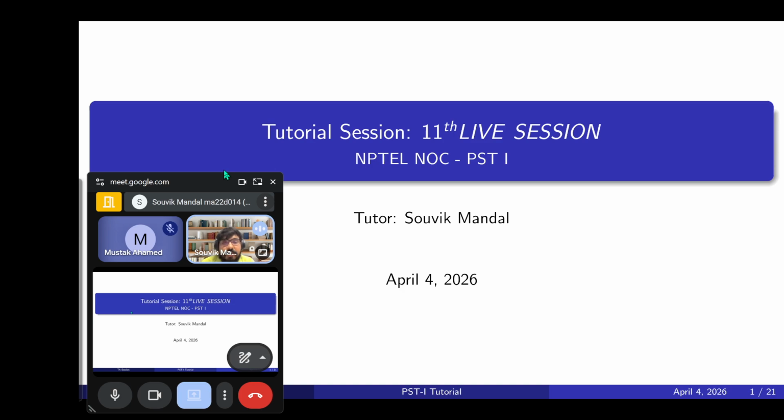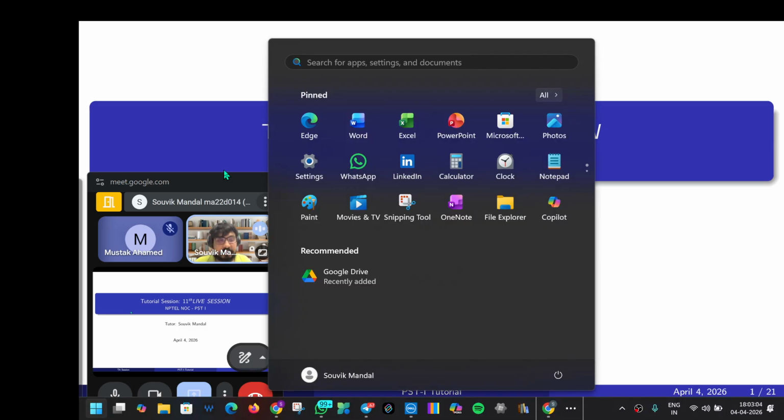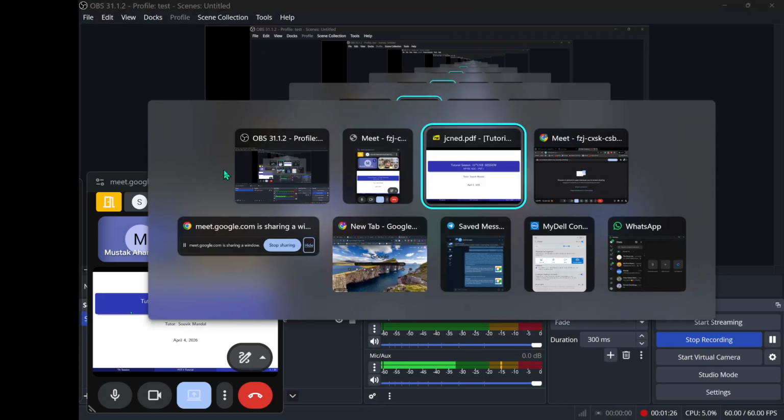Before starting further, please let me know whether the screen is audible and visible, and am I audible to you? Please let me know. Mr. Joy check, Mr. Musta, can you please confirm whether I am audible and is the screen visible to you? Okay, I think everything is working fine. The screen has been presented.